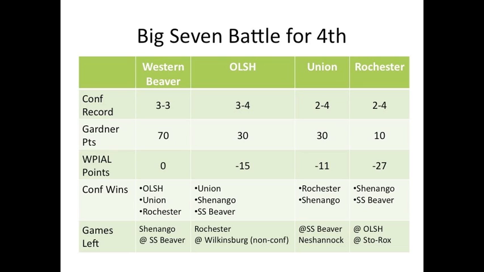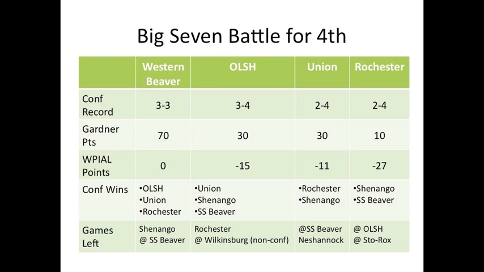Rochester, who's currently sitting at 2-4, is in danger of missing the playoffs for the first time since 1996. Rochester currently has the longest playoff streak in Class A and the fourth longest in the entire WPIAL. They would be eliminated from playoff contention with a loss to Our Lady of the Sacred Heart or if Western Beaver beats Shenango. Olsh and Union are still alive, but their playoff hopes rely on Western Beaver losing out to both Shenango and Southside Beaver, who are the bottom two teams in the conference.